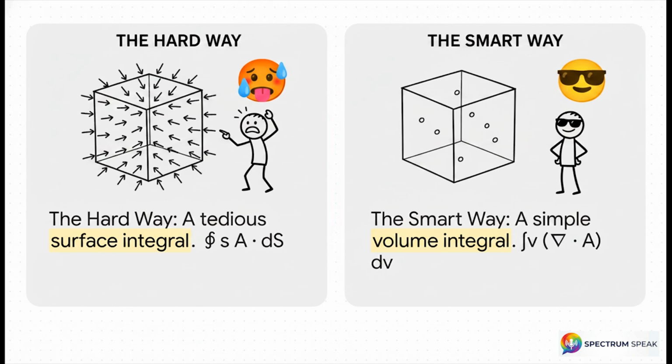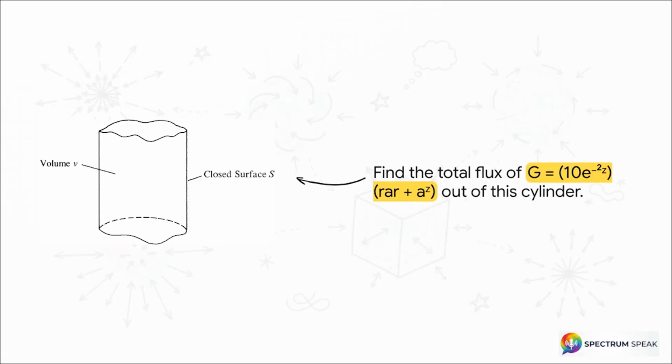Or you can do it the smart way. You can totally ignore the surface and instead just calculate the divergence inside the shape and add up all those little sources and sinks throughout the entire volume. You get to trade a difficult surface integral for a much, much easier volume integral. Look, talk is cheap. Let's prove it with a real example. We've got this vector field here called G, and our job is to find the total flux flowing out of this sealed cylinder. And to really see the magic, we're going to do it both ways.